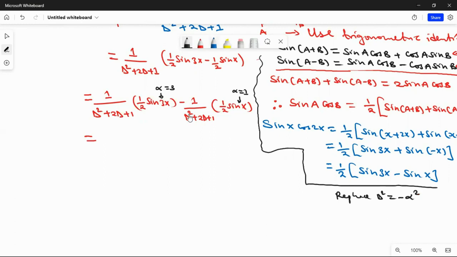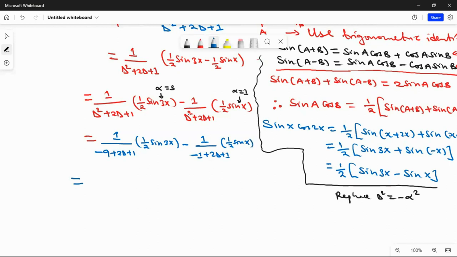So that in the first case, negative alpha squared is negative 9. So we'll have 1 over negative 9 plus 2D plus 1 times 1 over 2 sine 3x. The other one is minus 1 over, alpha is 1. So alpha squared is 1, and so negative alpha squared is negative 1. So this negative 1 plus 2D plus 1 operating on 1 over 2 sine x.